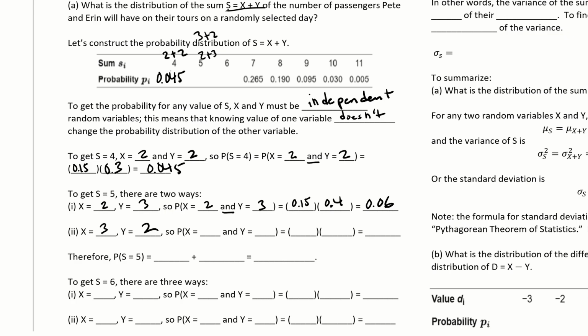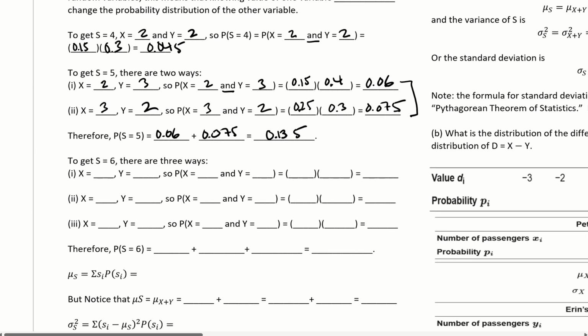All right, so x equals 3 and y equals 2. For Pete, x equals 3. The probability for Pete's table was 0.25. The probability for Aaron for 2 was 0.3. And you get 0.075 when you do that. Now we're going to combine these two results. So we get 0.06 and 0.075. Combine them, or right, adding, and you get 0.135. Okay. Now to get s equals 6, there are three ways, right?